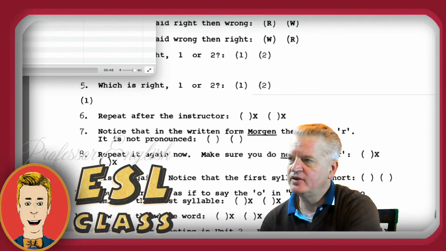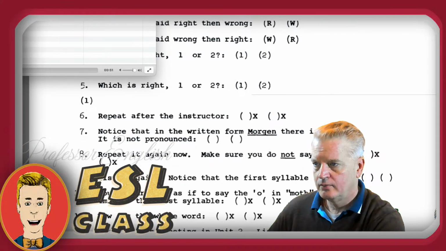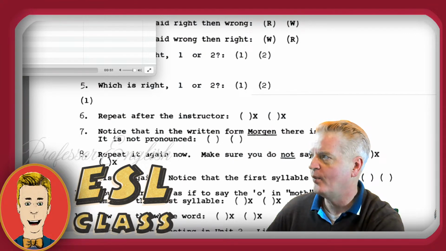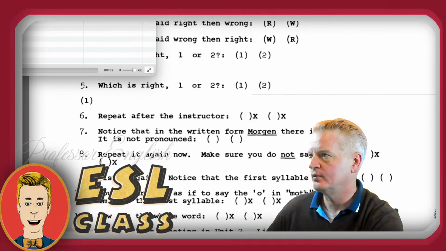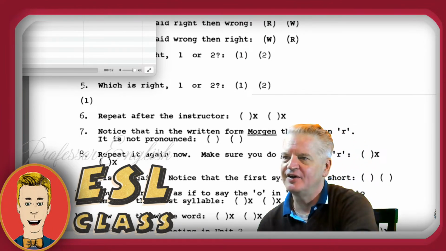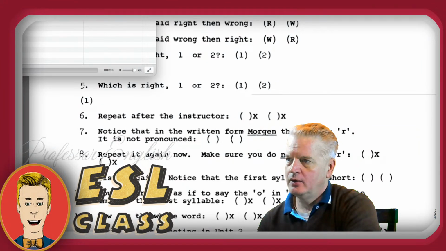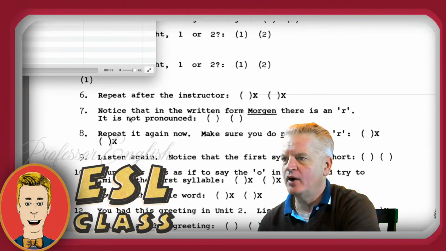6. Repeat after the instructor. Morgen, morgen, morgen. That's hard. Morgen, morgen. 7. Morgen. Notice that in the written form, morgen, there is an R. It is not pronounced.